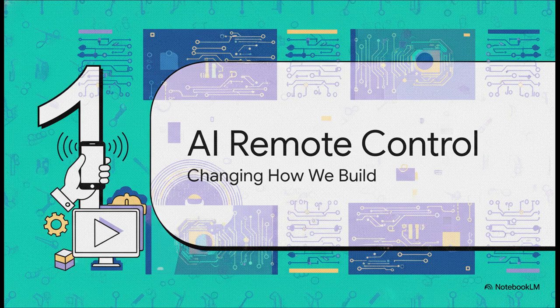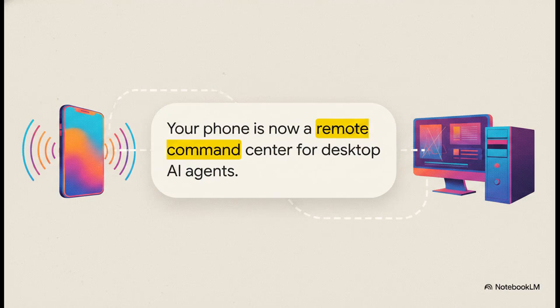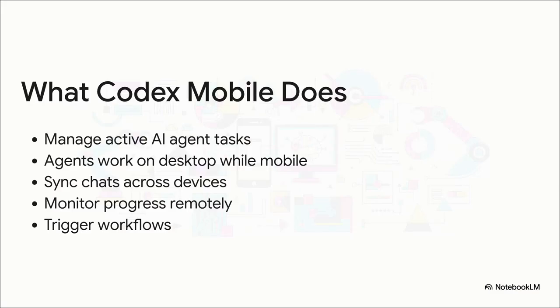Okay, let's dive into Section 1, the AI remote control and changing how we build. Here's the absolute core concept you need to grasp here. Your ChatGPT iPhone app now connects directly to your desktop. Boom. You're no longer limited to whatever processing power or file storage you happen to have on your phone. Whether you're chilling at a coffee shop or commuting on a train, you can literally build apps, automate complex workflows, and manage massive files just by commanding your desktop AI from afar. Your mobile app essentially transforms into a live dashboard for your entire desktop workspace.